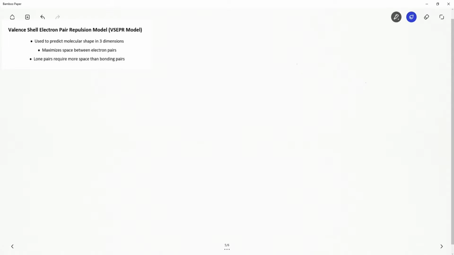Let's do methane as an example. There's the molecular formula. Here is the Lewis structure for methane. If you want to know how I got this Lewis structure, please check out my other video on Lewis structures. Now, is this drawing an accurate representation of the model in 3D space?